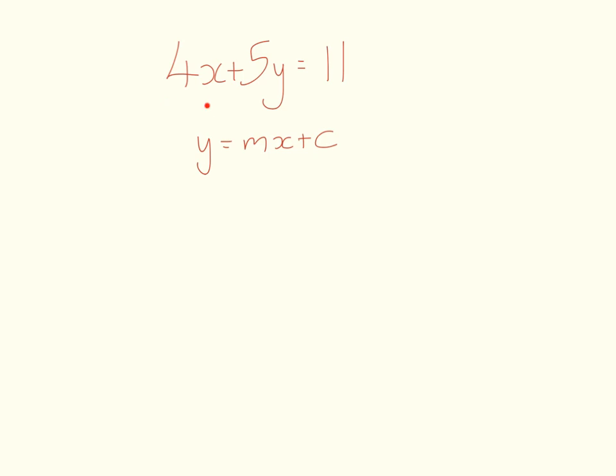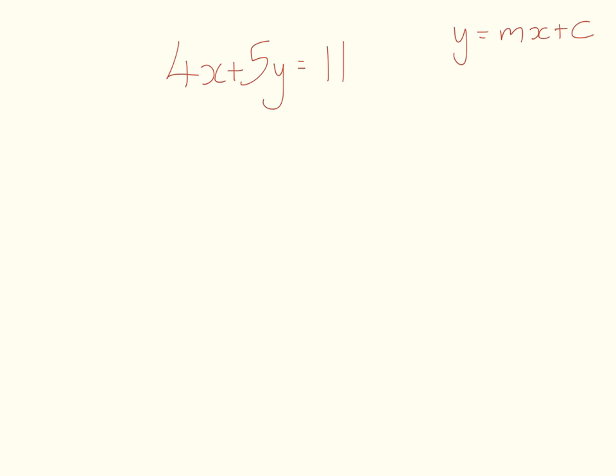And if you look at this equation at the top, it's not in that form. I've got a 4x, I've got a 5. It's not in the form y equals something x plus something. So I'm going to have to rearrange this in such a way that it eventually gets into this form where I have values for m and c. So I'm just going to move this to the side. So 4x plus 5y equals 11.